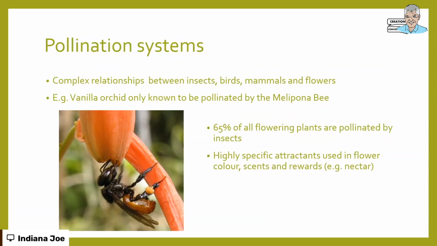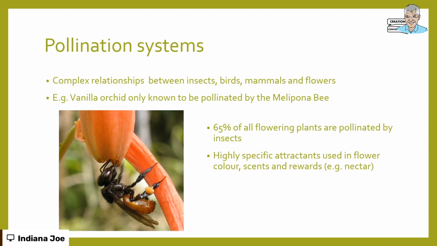So pollination in itself is a complex system, and there's many different types of interactions between insects, birds, mammals, with flowers. You know, evolution struggles to find answers for why we have two sexes in the first place, let alone the array of different interactions between sexes in different organisms. And here we have an example of interactions between plants and animals in many instances. So there's an example there.